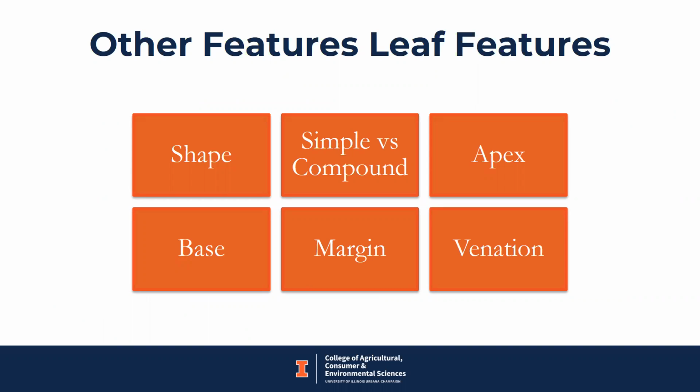I did want to briefly mention the following leaf features used to describe leaves, but in the interest of time, I won't go into details on these. Again, we want to start to look beyond the leaves and focus more on those buds and stems. But with your leaf features, generally your keys will cover some of their shapes, whether or not they're simple, meaning there's one leaf, or compound, composed of multiple leaflets. It'll talk about how the apex is shaped, or maybe the base of the leaf, what type of margin it has, and then even how the veins are arranged.